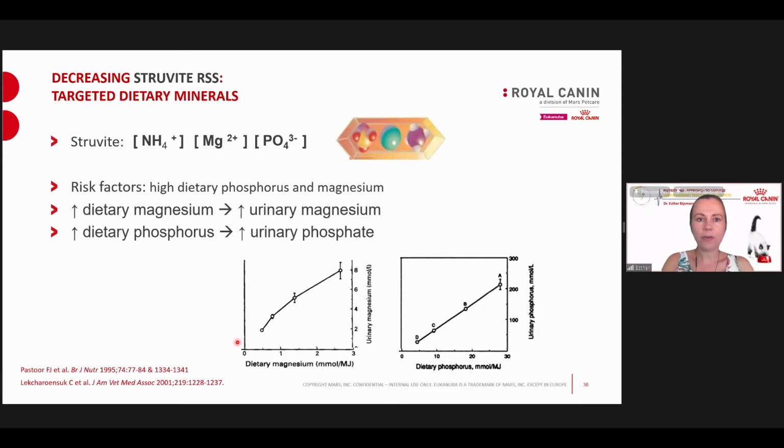So the other thing that we talked about was decreasing struvite RSS with targeted dietary minerals. So struvite consists of three different things: ammonium, magnesium, and phosphorus. And what we've actually shown indeed is that the risk factors for struvite stones are a high dietary phosphorus and a high dietary magnesium concentration, because both of them lead to increases in urinary magnesium excretion and urinary phosphate excretion, and they contribute directly to struvite formation.